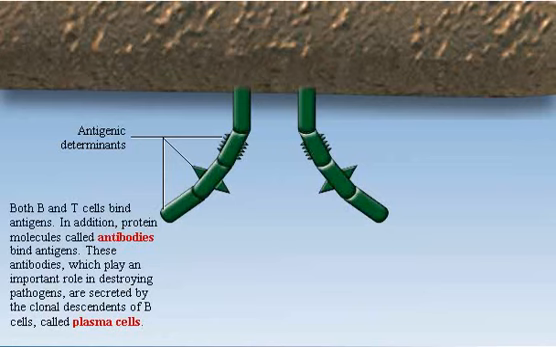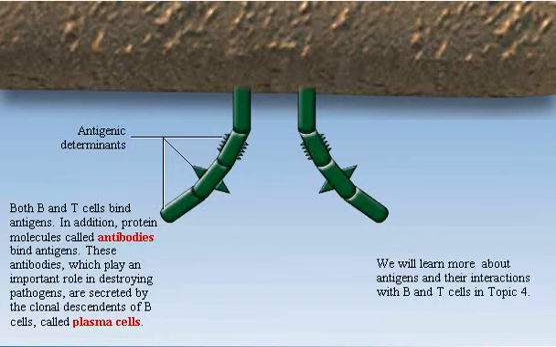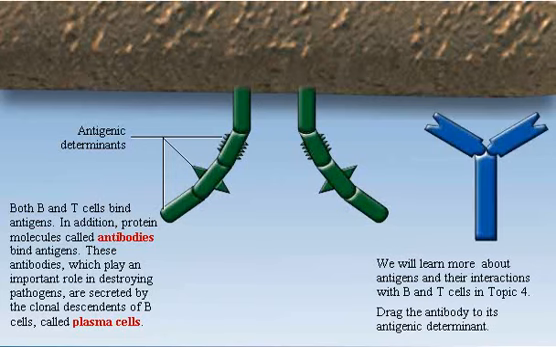Both B and T cells bind antigens. Protein molecules called antibodies also bind antigens. These antibodies, which play an important role in destroying pathogens, are secreted by the clonal descendants of B cells called plasma cells. We will learn more about antigens and their interactions with B and T cells in Topic 4. Drag the antibody to its antigenic determinant.